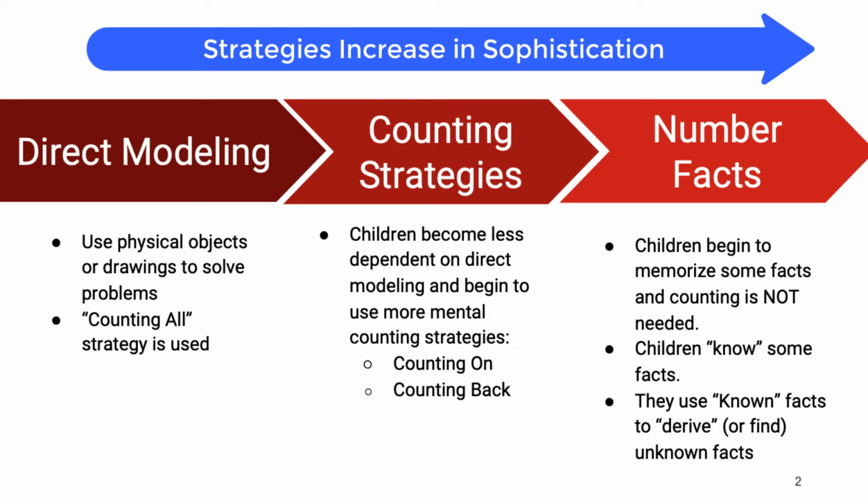After they have lots of experience with direct modeling, they start to move on to something called counting strategies. And if I were to name this more clearly, I would call it mental counting strategies, all right? Because they use counting when they're direct modeling, right? But this is like mental counting strategies.